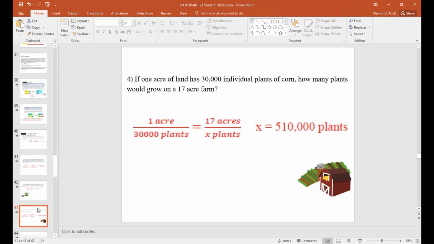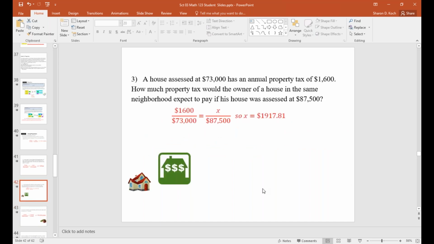Okay. Let me see. This one, oh, I like this one. Okay, a house was assessed at $73,000 and it has an annual property tax of $1,600. How much would the property tax be for the owner of a house in the same neighborhood if his house was assessed at $87,500? Okay, so what am I looking at? The property tax, and the evaluation of the home. Okay, so those are the two things. So keep them in the same order on both sides. We know that 1,600 goes with 73,000. I'm trying to find the tax on an $87,500 home. So cross multiply, then divide with the one with the x. And in this case, I get $1,917.81.